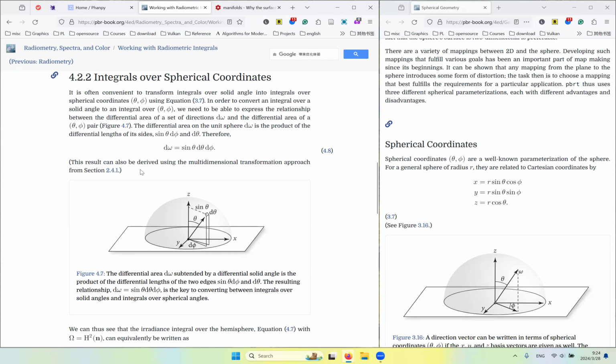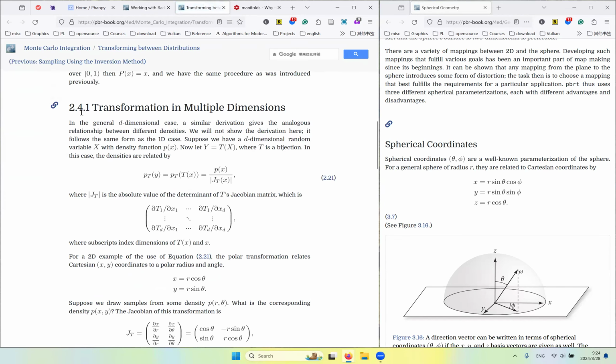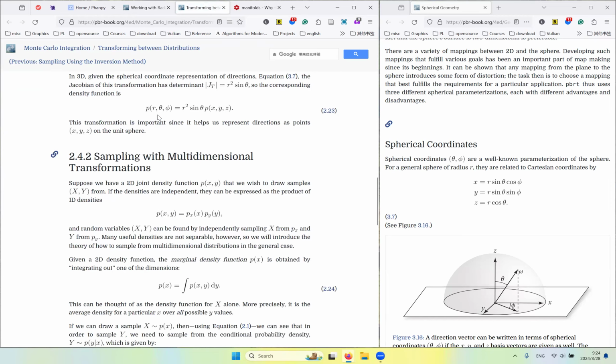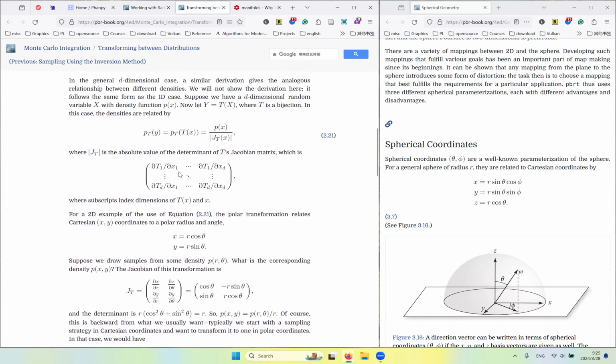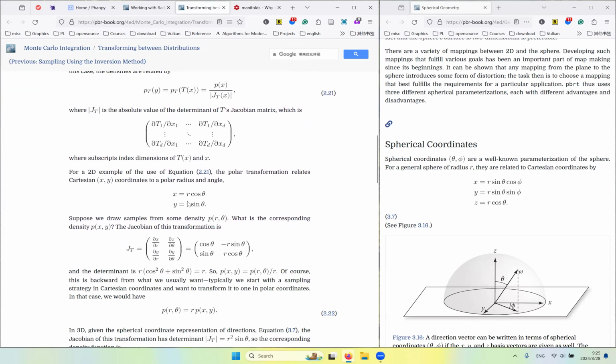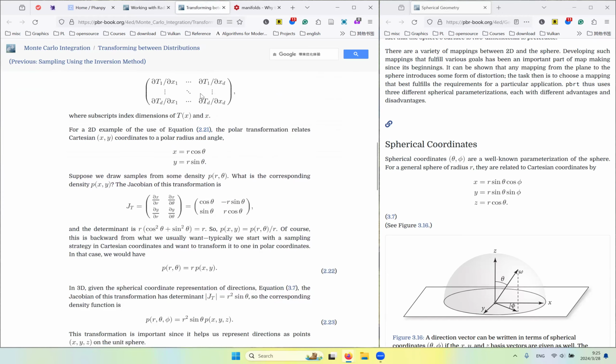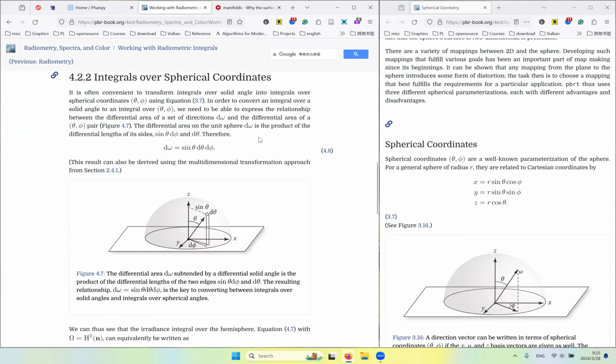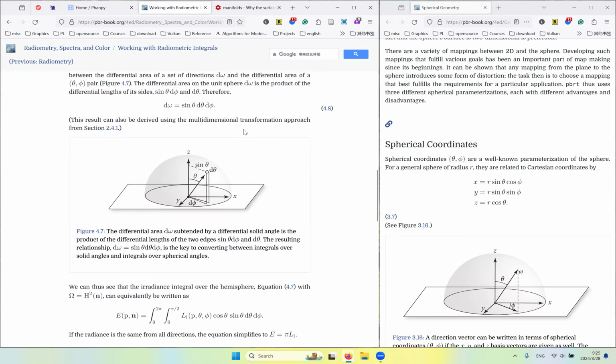And this result can also be derived using the multidimensional approach. So you are ahead. I'd rather not deal with the Jacobian matrix if I don't need to. So differential area d omega subtended by differential solid angle. This is just this.